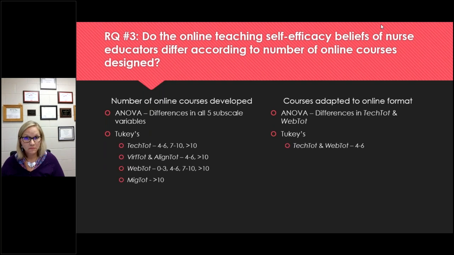And then for courses adapted from a traditional to an online format, the ANOVA revealed significant differences in the technology and web-based course structure subscales. And then with the post hoc analysis, I was able to look at the differences there, and both scales varied identically in that they were significant only at 4 to 6 courses adapted.